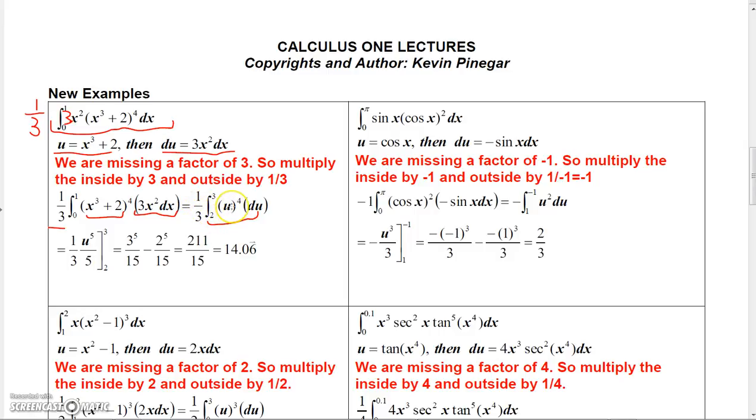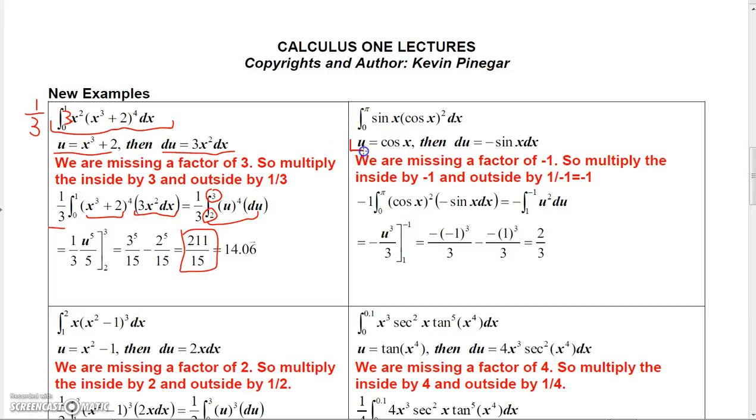And you just integrate this just like before, except instead of u to the 5 over 5, you have u to the 5 over 5 times 1/3. So that's actually going to be u to the 5th over 15. So you evaluate u to the 5th over 15 at 3, and you get 3 to the 5th over 15, and then evaluate it at 2, and you get 2 to the 5th over 15, which gives you 211 over 15. Notice that when I changed my variables, they changed to the same values because I was using the same substitution.